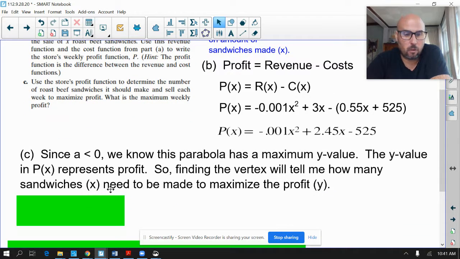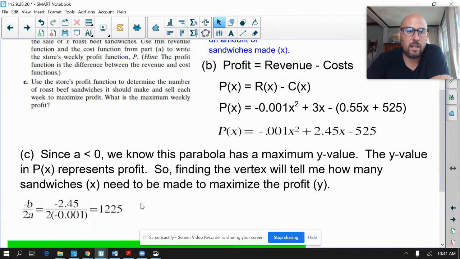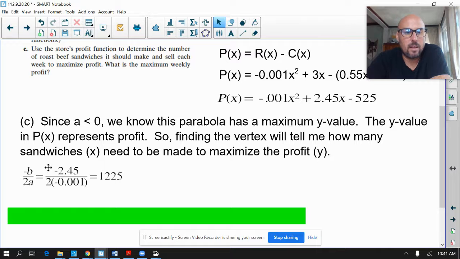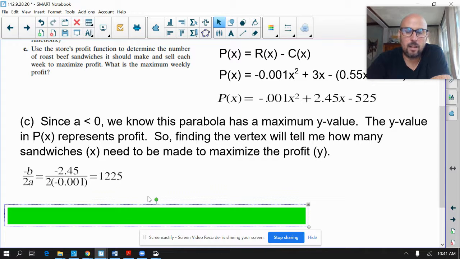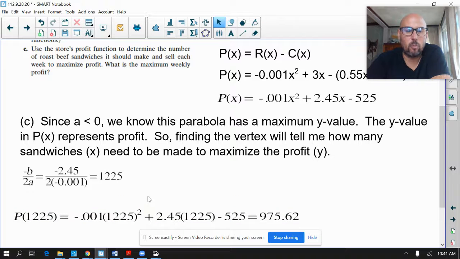Well, that's, of course, the vertex again. Negative b over 2a. Using negative b over 2a, we discover we get 1225. What does that mean? If this store sells 1,225 sandwiches, it will maximize the profit. The profit will be maximized.